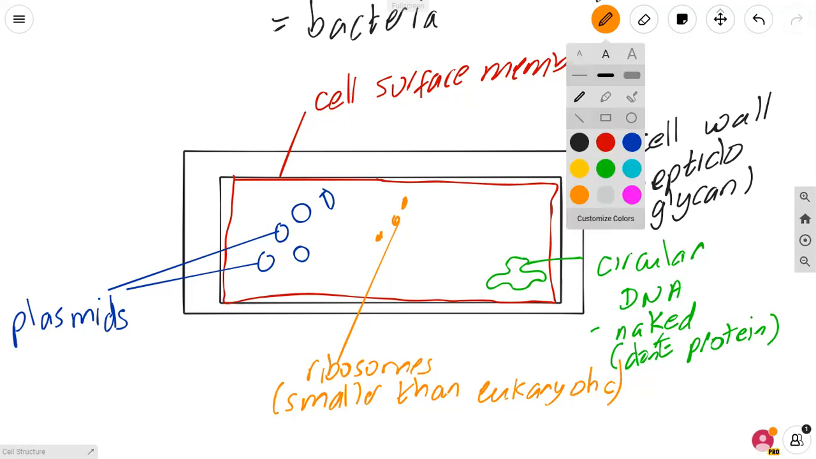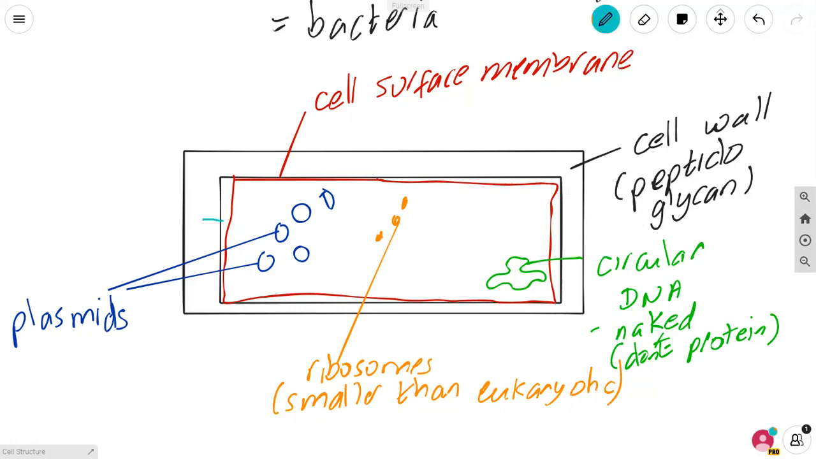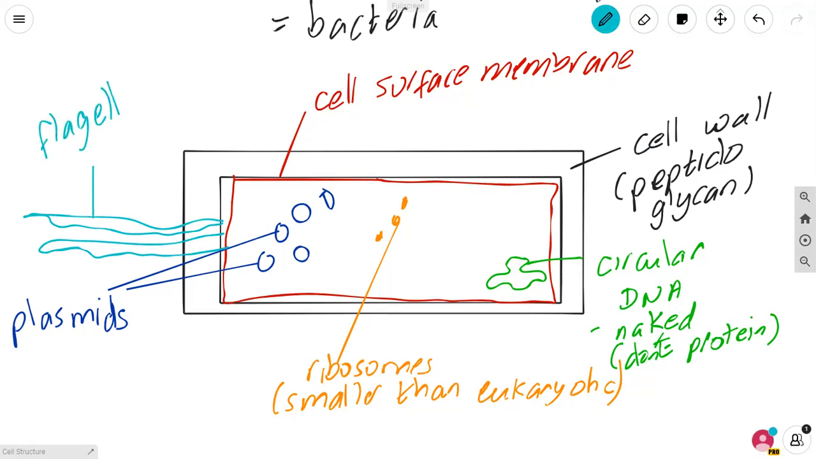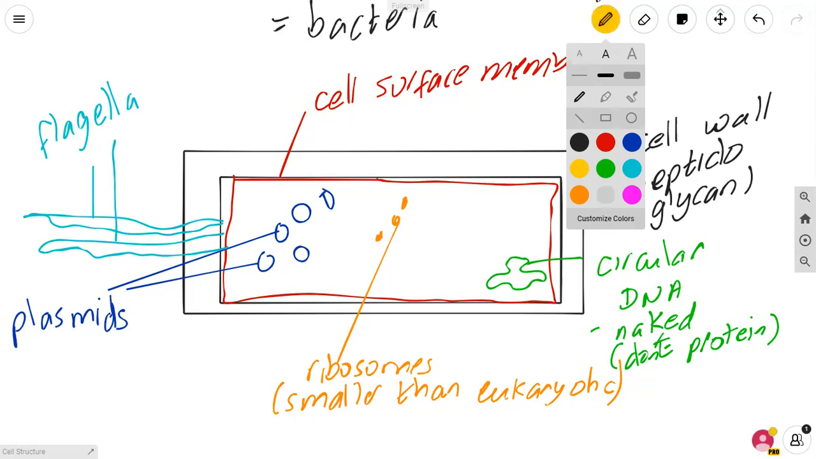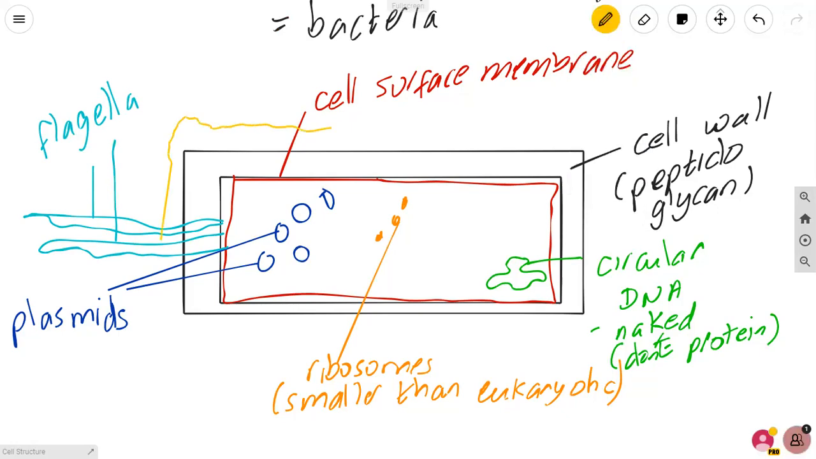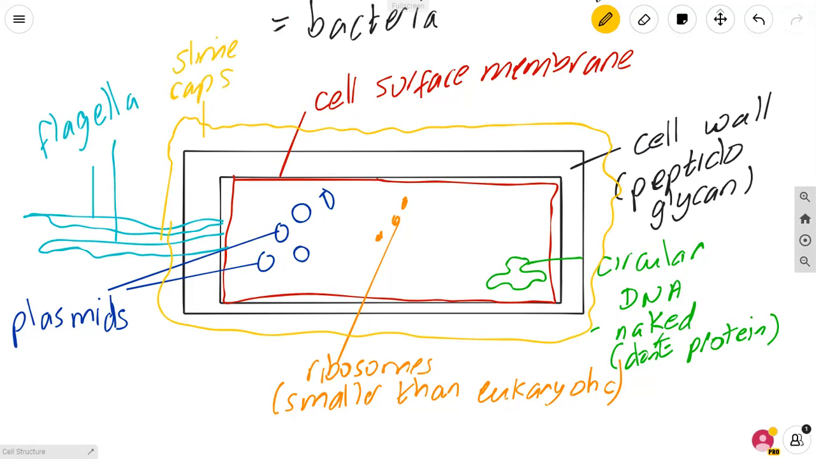And then sometimes, particularly in aquatic bacteria, you will get these structures coming out at the end, looking like little tails. They are called flagella. Flagellum is one, flagella is two, and they are responsible for helping it to move. And then in some bacteria, but not all, you also get a slime capsule around the bacteria, which helps to protect them, for example, from acidity in the stomach.